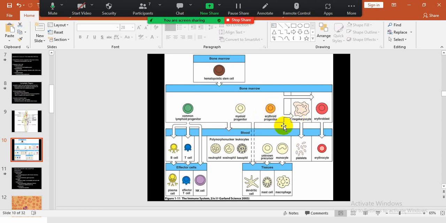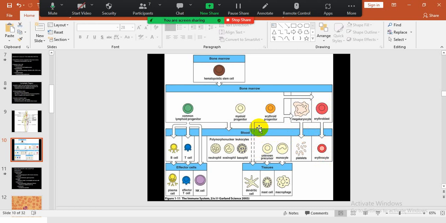And they give rise to the megakaryocytes. And the megakaryocyte is what? A cell that produces platelets. Whereas the erythroblast is what? An immature red blood cell which matures or leads to the production of what? Erythrocytes.